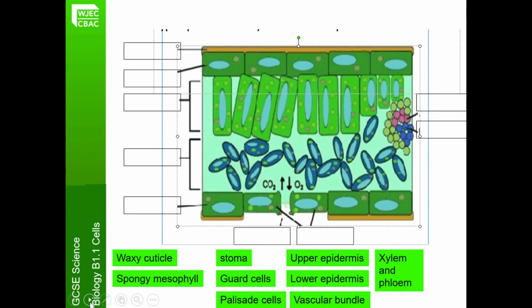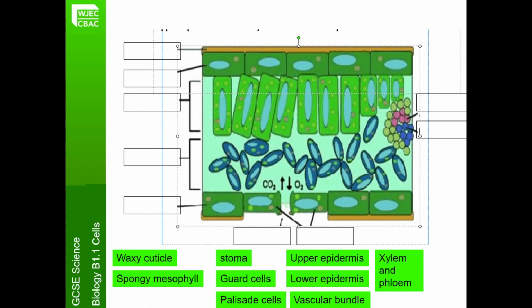This diagram should be familiar to you. You studied it back in year 9. It is what we call a cross section through a leaf. So if my hand was a leaf, and if you imagine slicing through my hand through all of the fingers and looking inside, this is what you would see making up the inside of the leaf.